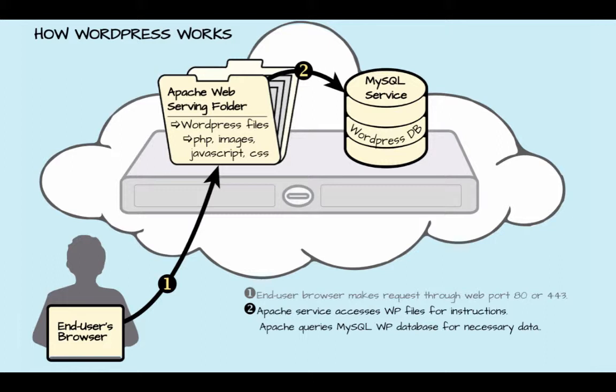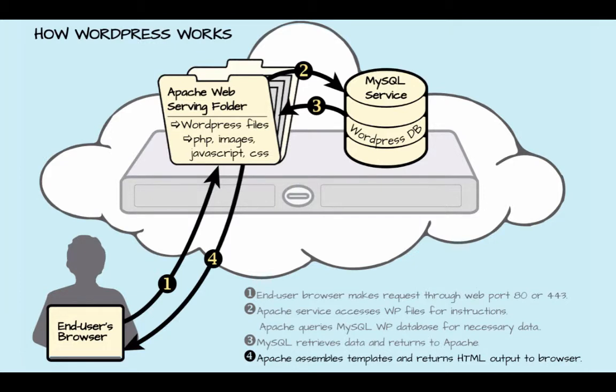Okay, so basically inside of those PHP files, the WordPress PHP files, it's going to have sets of instructions as to how to deal with any requests that come through, and then it's going to send those requests into the MySQL service to query the database. So then step 3 is MySQL retrieves that data that got requested, and then it returns it back to the Apache web service. And then finally, Apache assembles the templates together that it's supposed to be using based on the returned information from the database, and it returns HTML output to the browser.